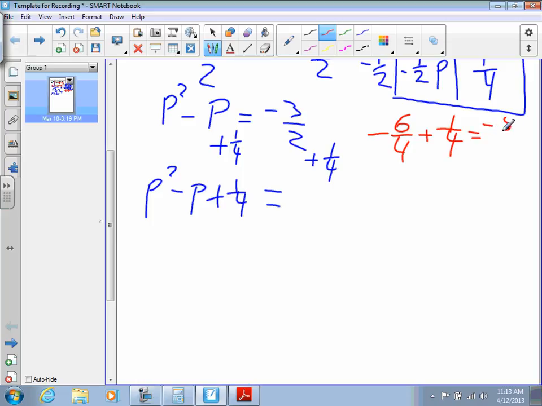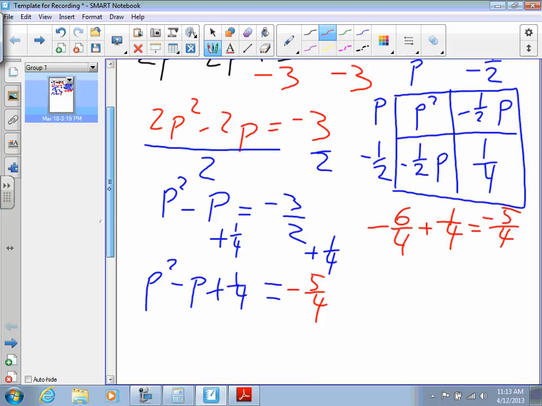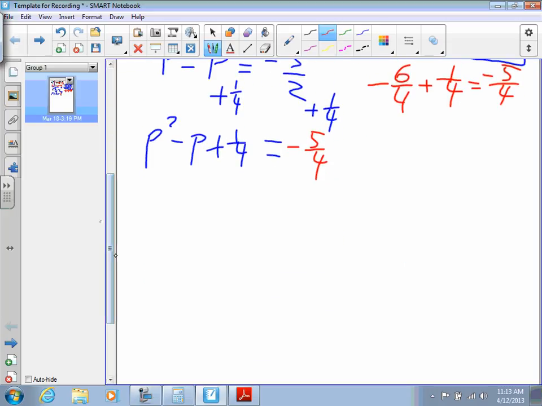So that's going to give me equals -5/4. Okay, so coming back here, I've got -5/4. I can now take the left side and write it in factored form. So I have p minus 1/2 squared equals -5/4.